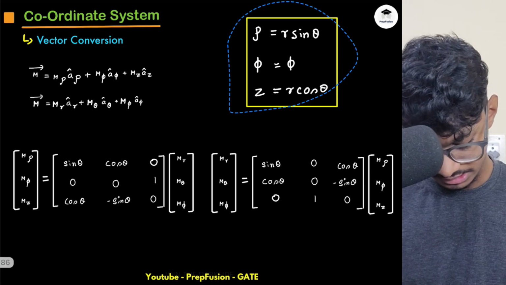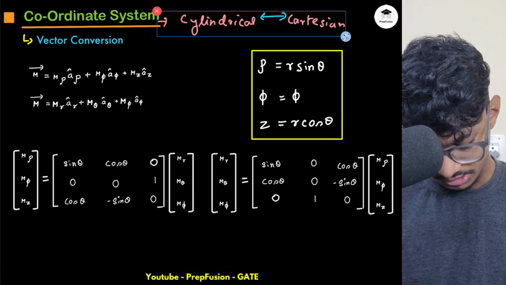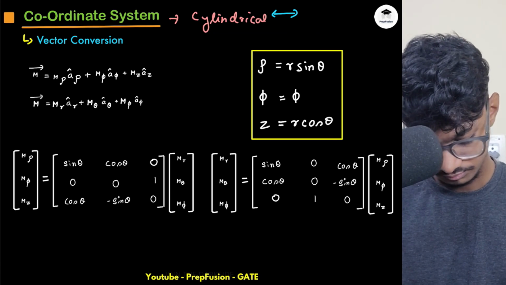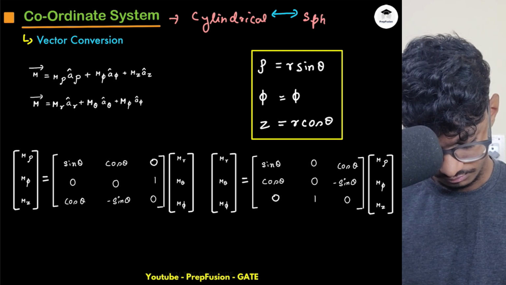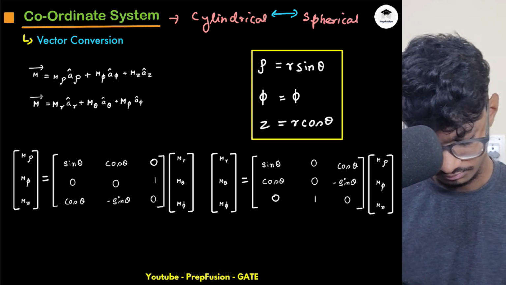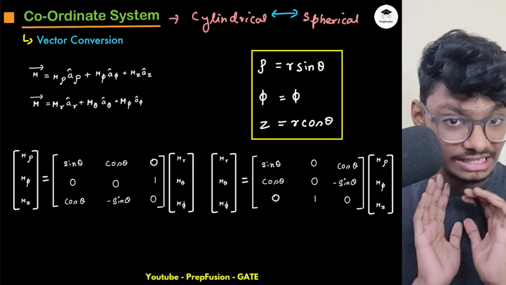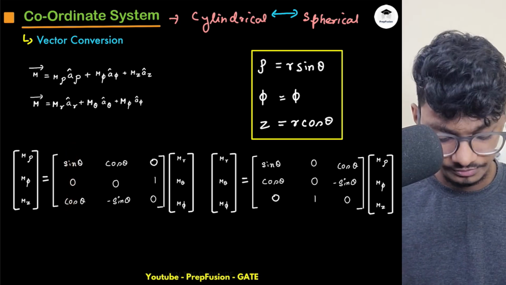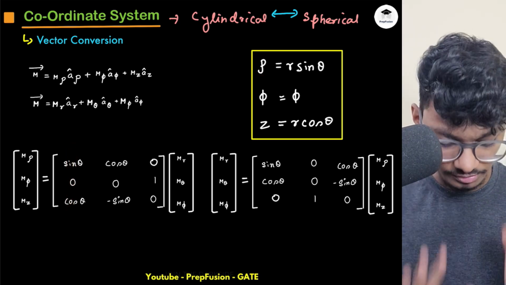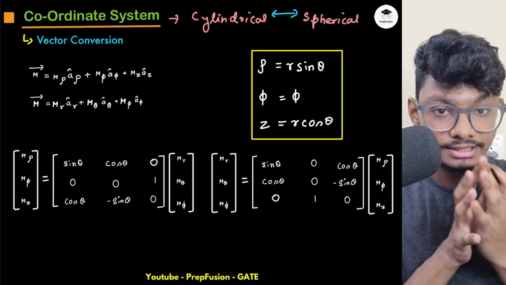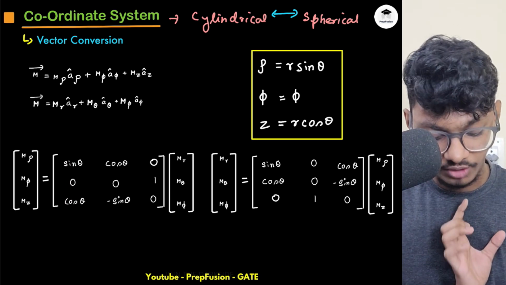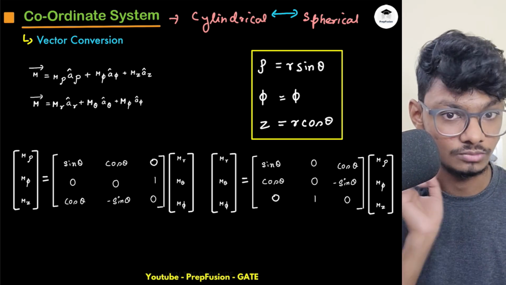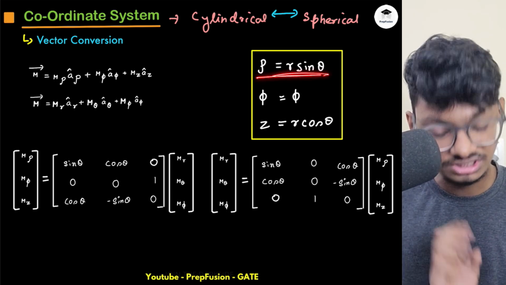Here, this conversion is from cylindrical to spherical. Okay, same procedure. I want to write this first column. You have to remember this. How do I write it? Why am I writing rho equals r sin theta and not writing r equals rho by sin theta? Because this is a simpler format.